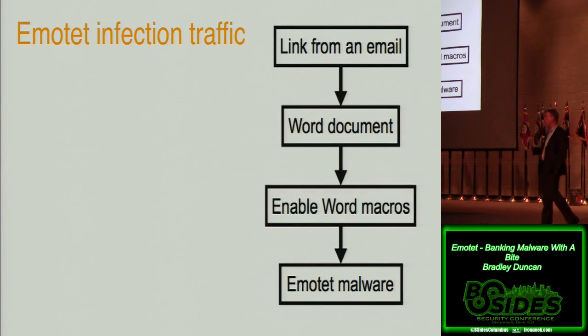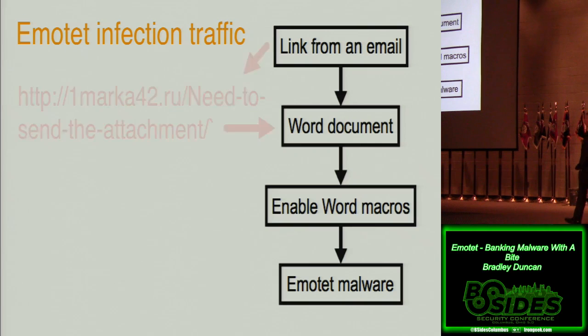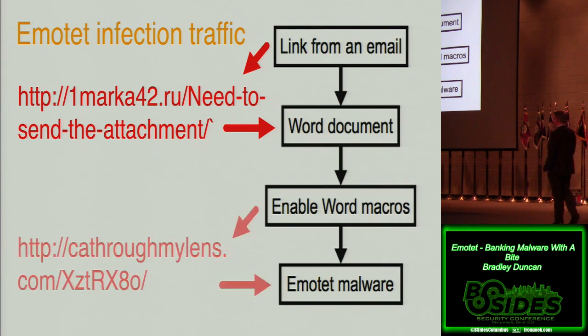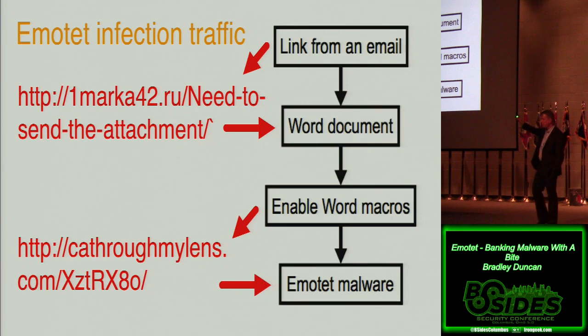So if we were to look at that as a flow chart, the link from the email is one to f42.ru. The website is up, but they got rid of the malware since I checked it on the email. You get that Word document, just like we saw earlier. You enable the macros, and it will retrieve the Emotet malware, in this case from ca3mylens.com and then a string of characters.